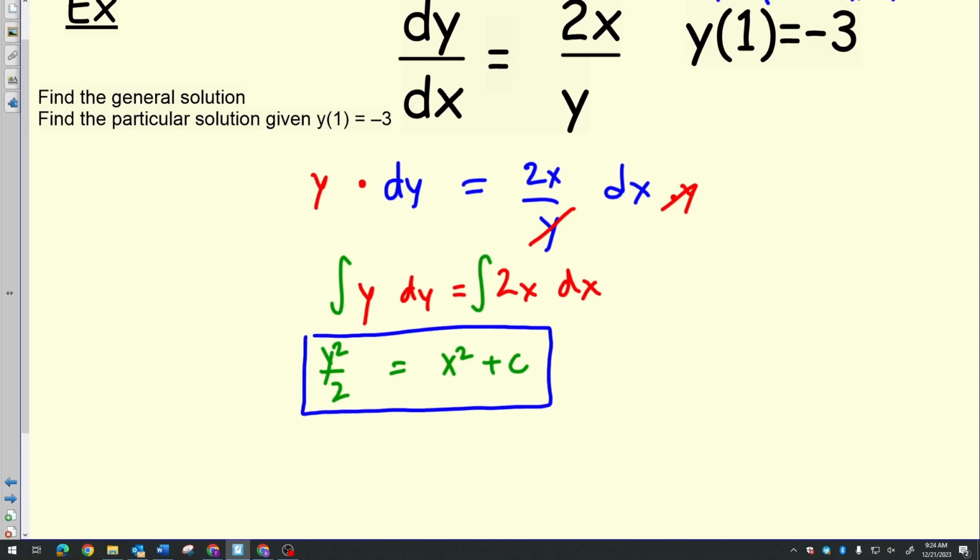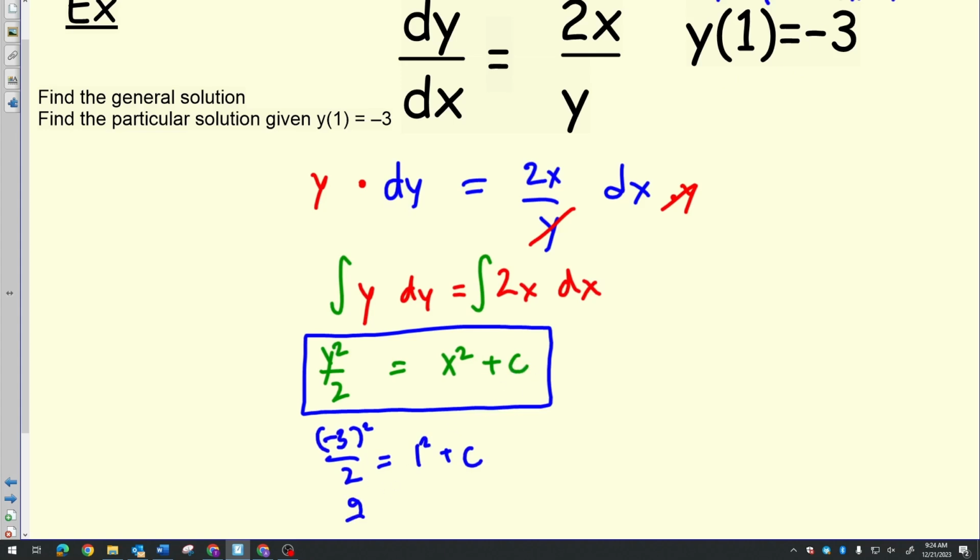Okay, this would be a great answer, but it's not the right answer because I have an initial condition. Plus, I need to solve for y. Okay, so what I'm going to do is plug in the y value, which is -3. Okay, I'm going to plug in the x value, which is 1. And this will help me solve for my c right here.